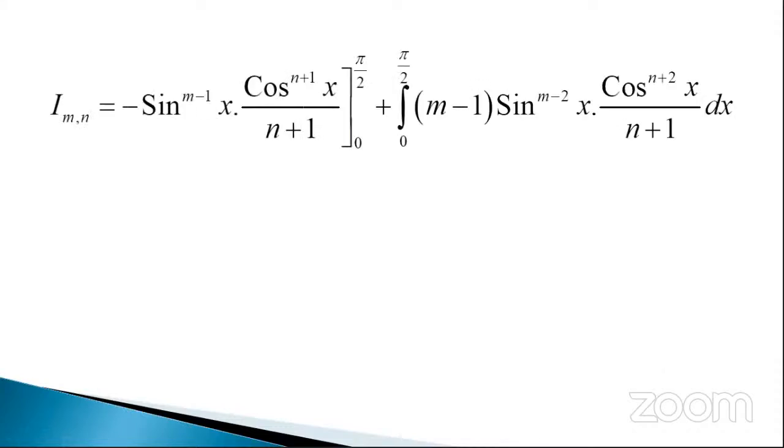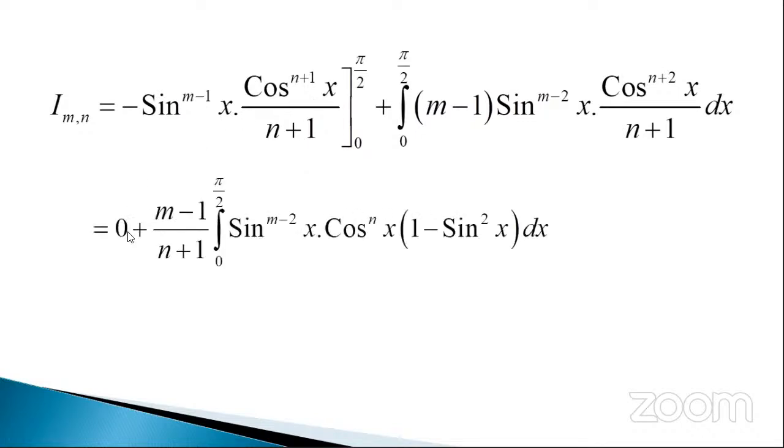Am I clear? Now apply the upper limit. Sine 90 is 1, cos 90 is 0. It means the total term is 0. If you put x equal to 0, sine 0 equals 0, cos 0 equals 1, and 0 into anything equals 0. It means the total value of this term is 0, so this term is vanishing. That's why we can write 0. Here plus is there, minus into minus is plus: (m minus 1) by (n plus 1). Here m minus 1 is there, here n plus 1 is there.